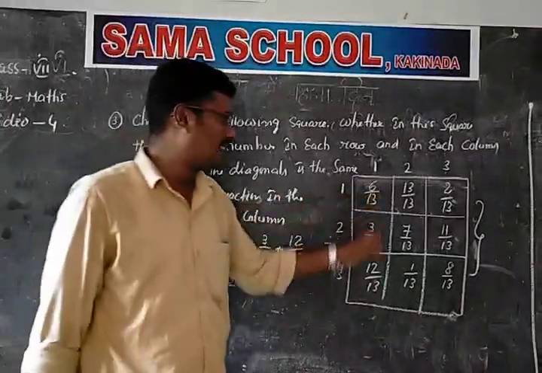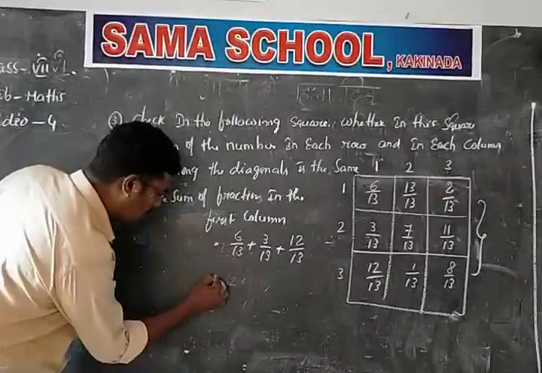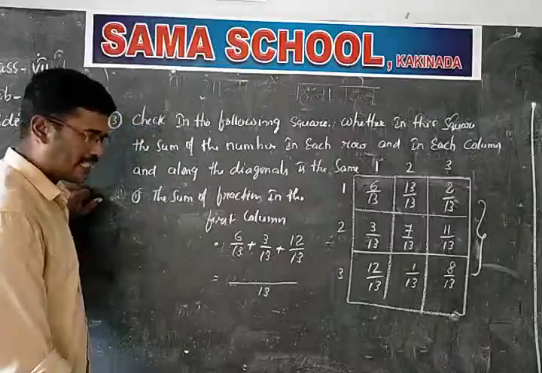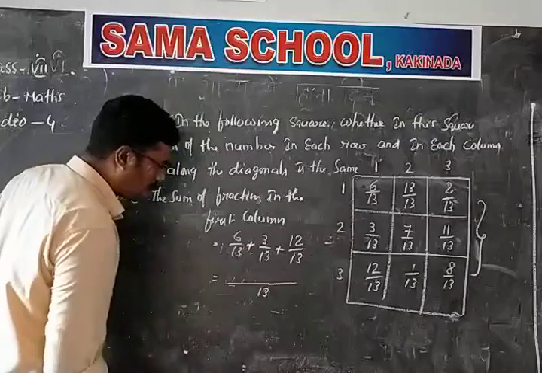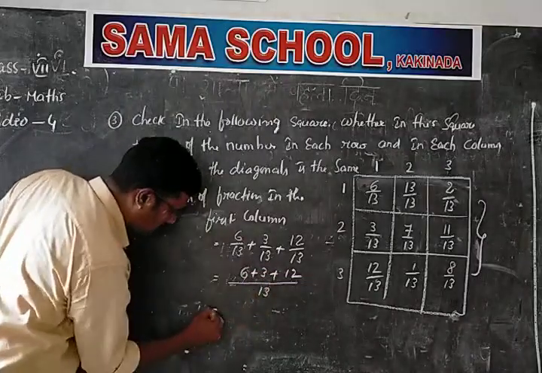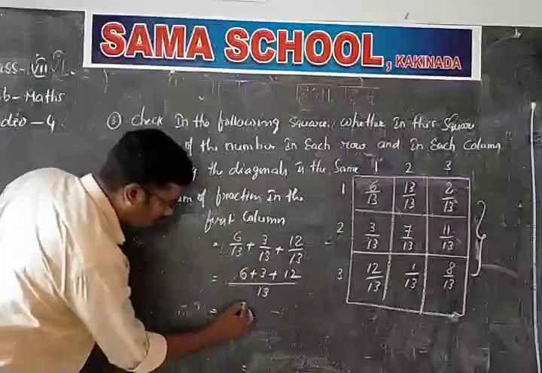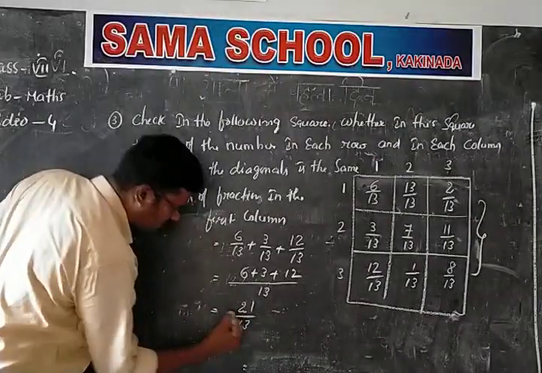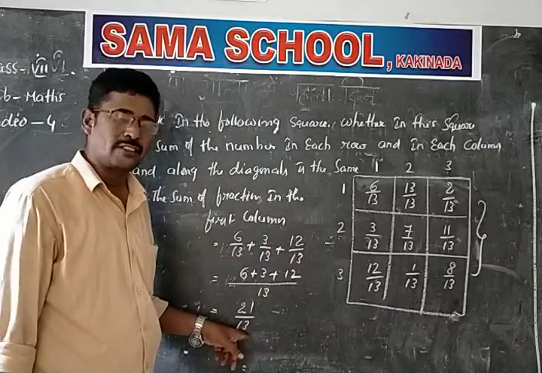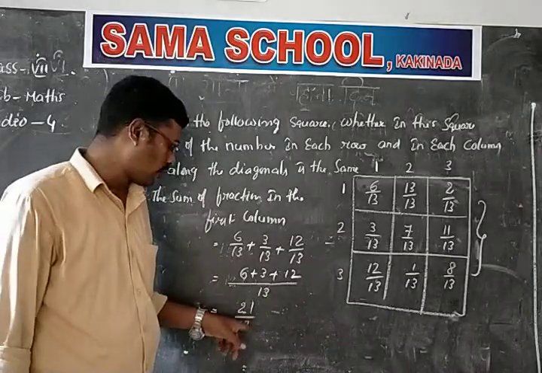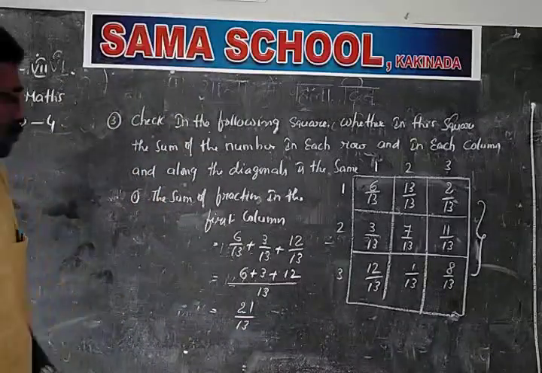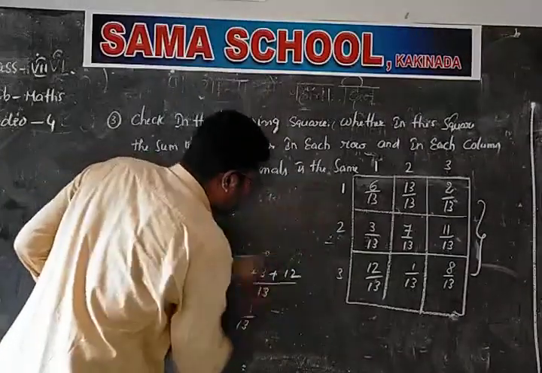What type of fractions are these? These are like fractions. What is the LCM? The repeated number given is 13. 13 is the LCM. Add the remaining numbers: 6 plus 3 is 9, 9 plus 12 is 21. We get the answer 21 by 13. What is the type of this fraction? I just told you about 21 by 13: this is an improper fraction. Next one, I will say about the second column.